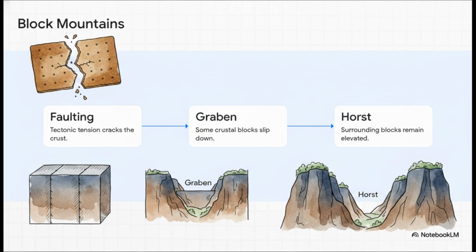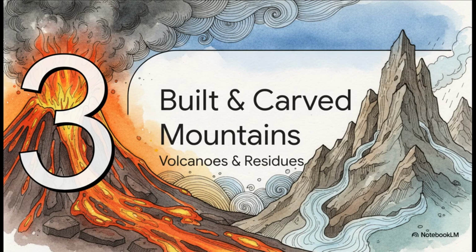Imagine you have a cracked graham cracker. If you pull it apart slightly, that middle piece might slip down while the pieces on the side stay elevated. In geology, the block that slips down is called a graben, and the steep, elevated blocks remaining on either side are called horsts. This faulting process creates incredibly steep block mountains, such as the Vosges in France or the Black Forest in Germany. Okay, on to Section 3, mountains, built and carved. Let's look at volcanoes and residual peaks.